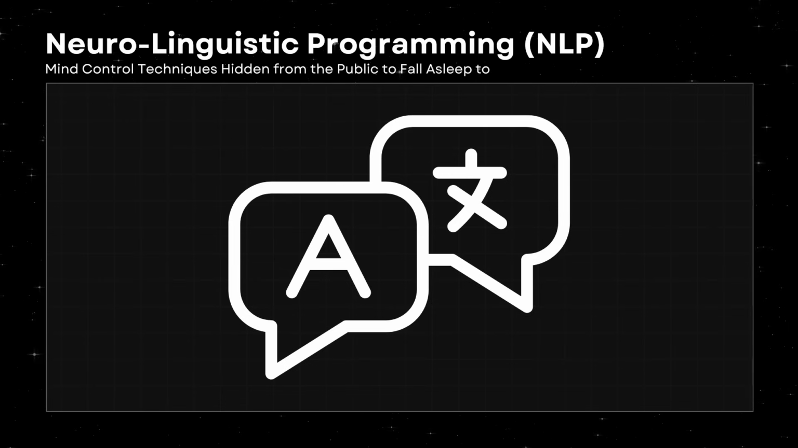NLP also makes use of embedded commands. These are instructions hidden inside longer sentences. For example, instead of saying "relax now," someone might say, "When you think about your day, you may find it easier to relax now and let go." The command "relax now" is hidden in a natural sentence. The conscious mind focuses on the full sentence, but the subconscious picks up the instruction.